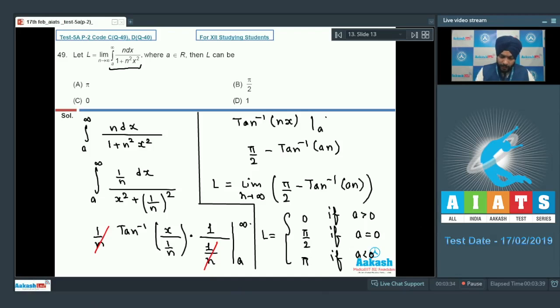That is 0, pi by 2 and pi. So the answer is A, B and C. Okay. Let us move on to next question, that is 50.